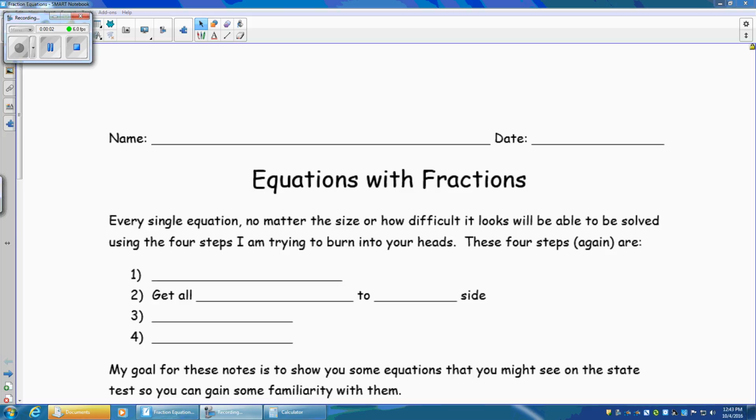Alright, so here are my notes on equations with fractions. Every single equation, no matter the size or how difficult it looks, will be able to be solved using the 4 steps that I've been trying to burn into your heads throughout this whole chapter. Now, the last 2 are super easy.